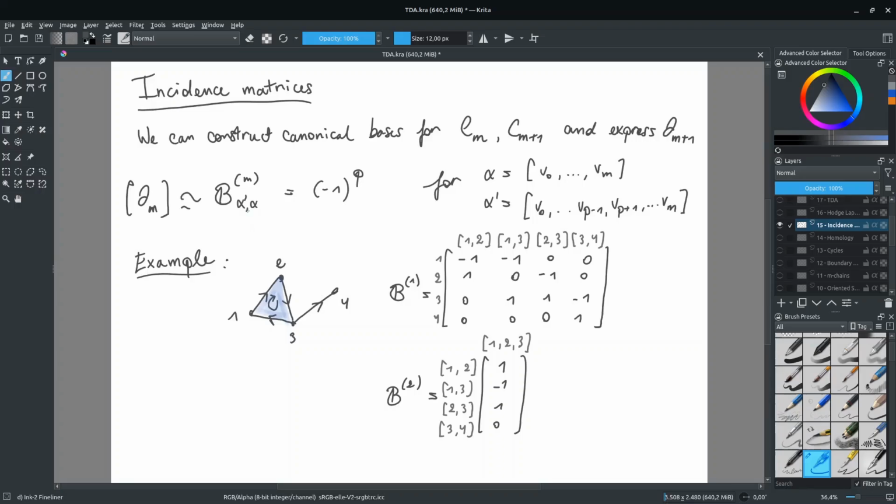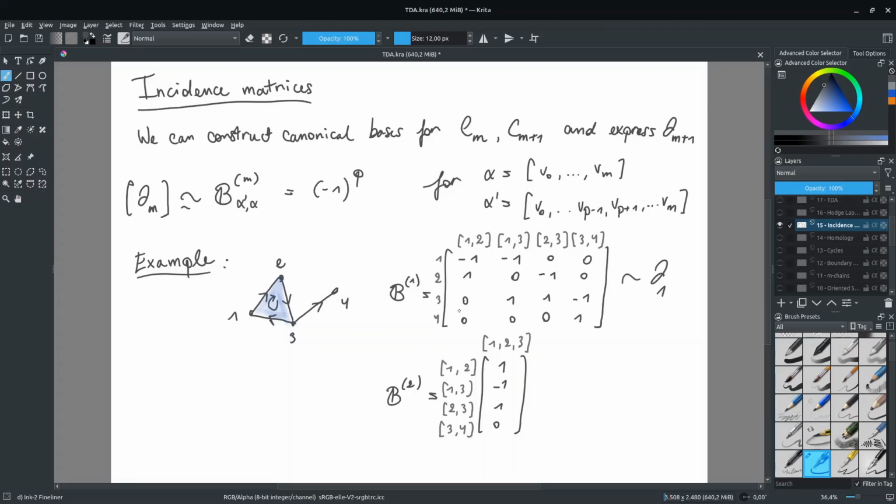But I'm going to say the entry between index alpha prime and alpha could be minus 1 to the p if alpha is v0 to vm, and alpha prime is one of these facets with v_p removed. Again, probably better to do an example. Let's say I have this simplicial complex, a triangle and then an edge sticking out. The matrix representing D1 looks like this. It goes from edges to vertices, and it looks like this because I have taken my edge 1, 2, and then by definition of the boundary operator, I have minus 1 for 1 and 1 for 2, and then 0 for the other ones. And then I can do that for every single edge.